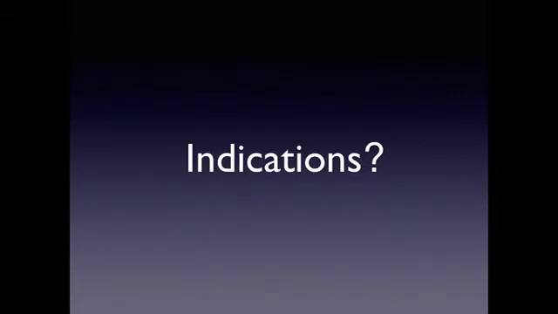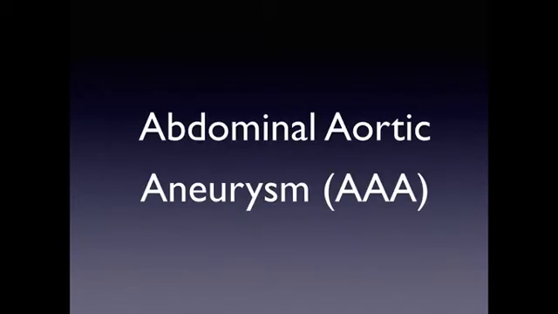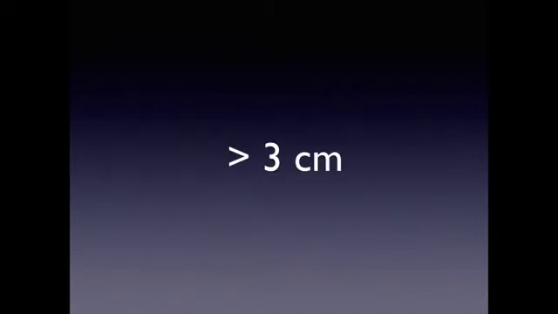So what are the indications for an abdominal aortic bedside exam? Our primary reason for doing this is for an abdominal aortic aneurysm, and the definition of an abdominal aortic aneurysm would be anything greater than 3 centimeters. So a typical aorta is going to measure anywhere from 1.5 to 2, but we consider anything greater than 3 centimeters to be an aneurysm.